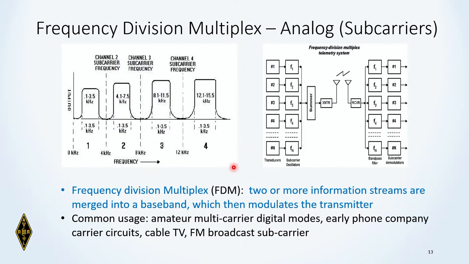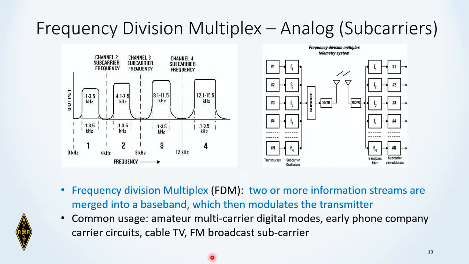So here's an example of frequency division multiplex using analog subcarriers. At a high level, we're multiplexing each voice conversation up to some different frequencies. We take that output and apply it to what's called a summer, like the sum where you add things up, not summer like green leaves and warm weather. We apply it to the transmitter, the receiver picks it up and then reverses the process. So in terms of a pool question, frequency division multiplex, two or more information streams merged into a baseband, which then modulates the transmitter.